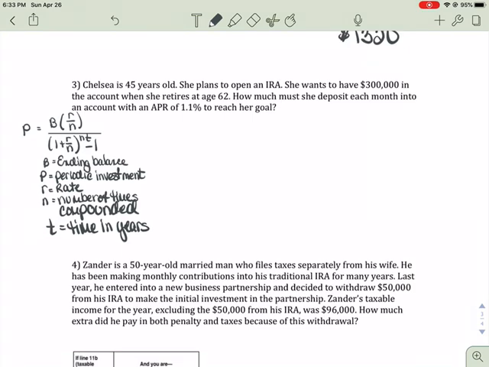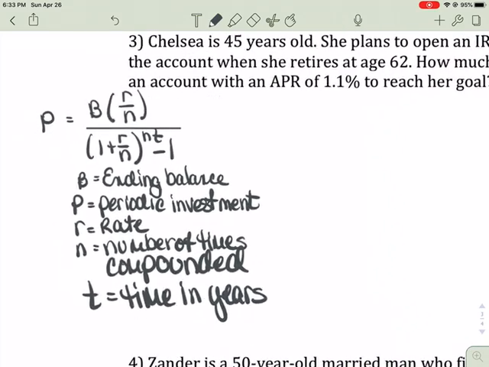All right, so now we have Chelsea here, who's 45, and she plans to open an IRA. She wants to have $300,000 in her account when she retires at age 72. How much must she deposit each month into the account with an APR of 1.1% to reach her goal? All right, so this is, again, a formula that we used in the past. So this is a present value of a periodic deposit investment.